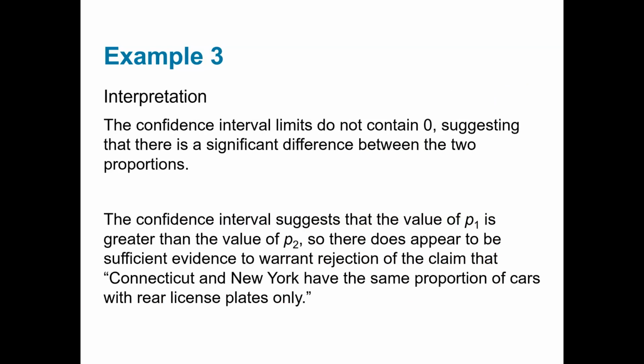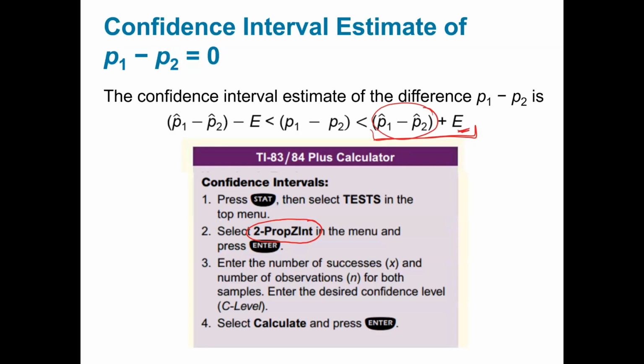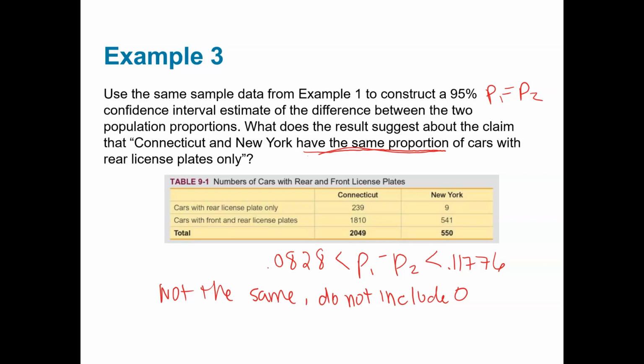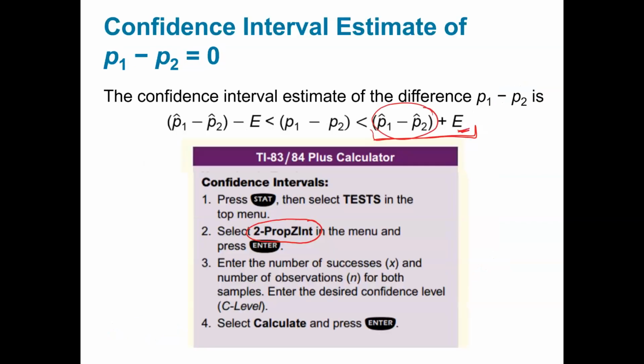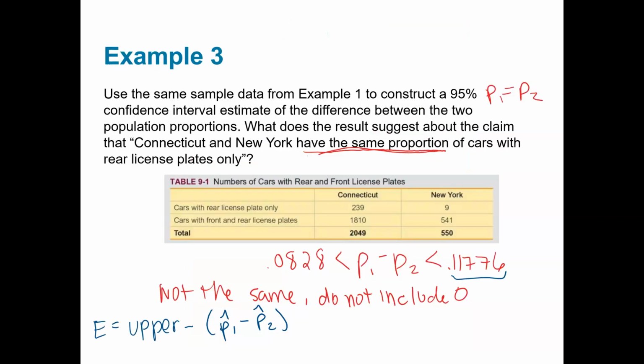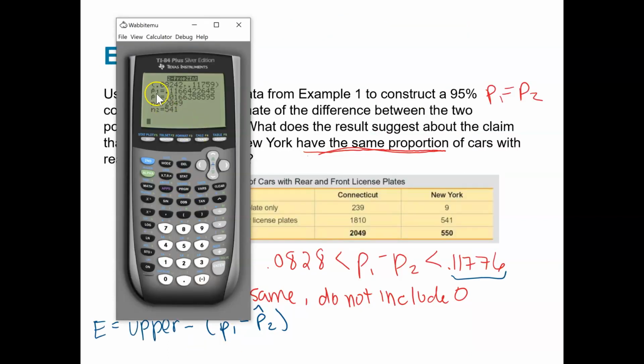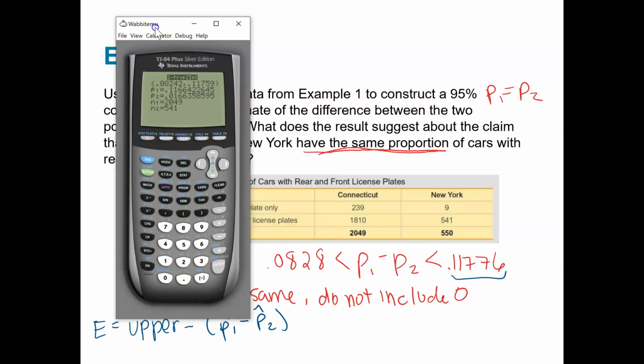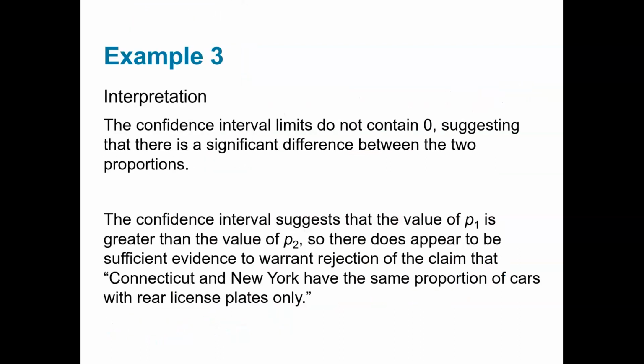Now, I just want to bring your attention back to if we had to find the margin of error. We could take the upper limit here. So here's our upper limit. And we would take our upper and we would subtract it from the difference between p hat 1 and p hat 2. So that actually can come from the calculator right there, p hat 1, p hat 2, and then we could just figure out the margin of error.